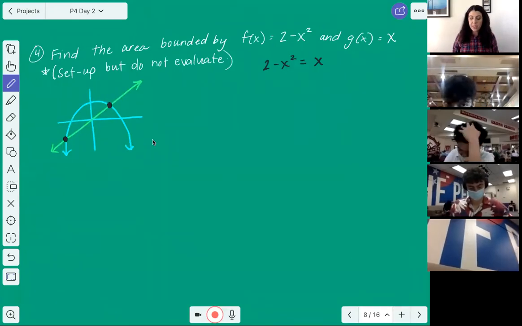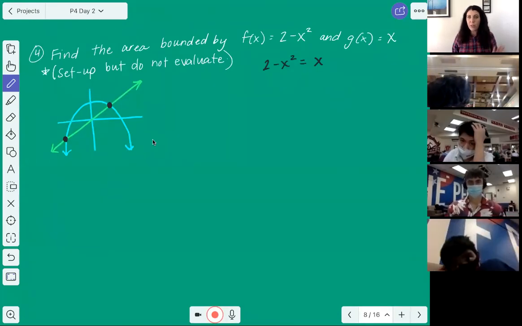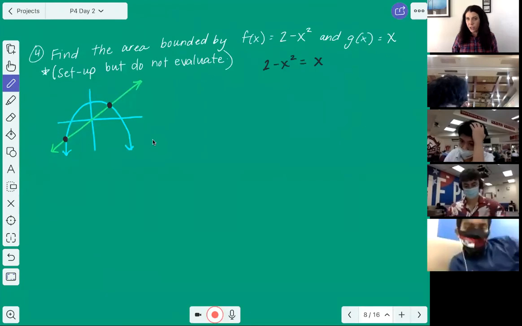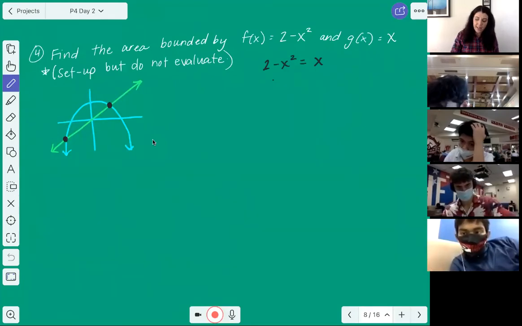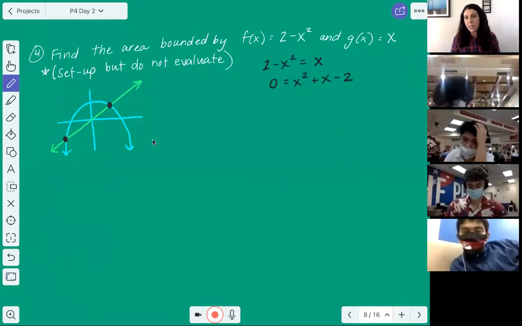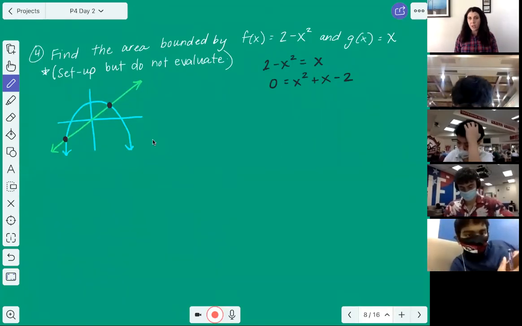Okay, so we have 2 minus x squared equals x. That's a quadratic, so it's generally helpful to move everything to one side and then factor if we can. So I'm going to move everything to the right-hand side. We get 0 equals. I'm going to add the x squared. We still have a positive x, and then I would subtract the 2. Don't make silly mistakes there. This is literally just addition and subtraction.